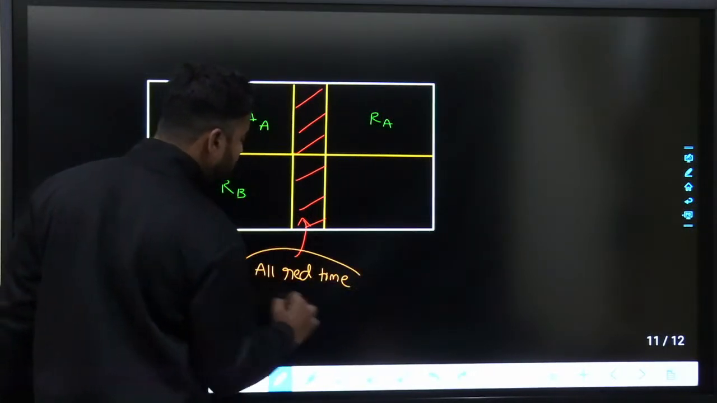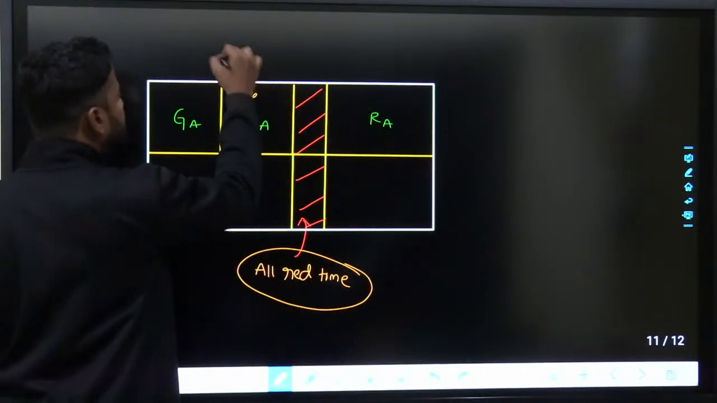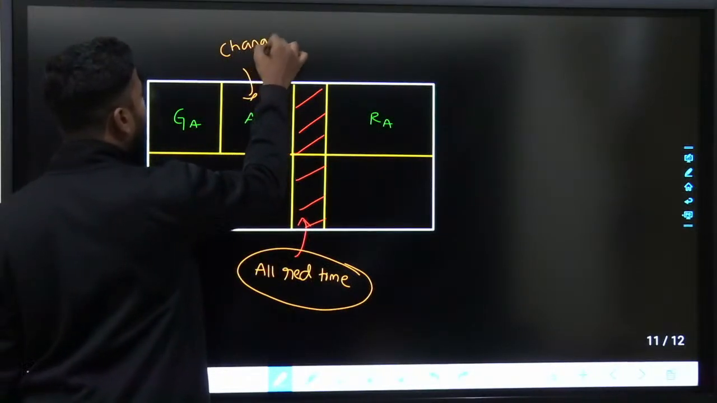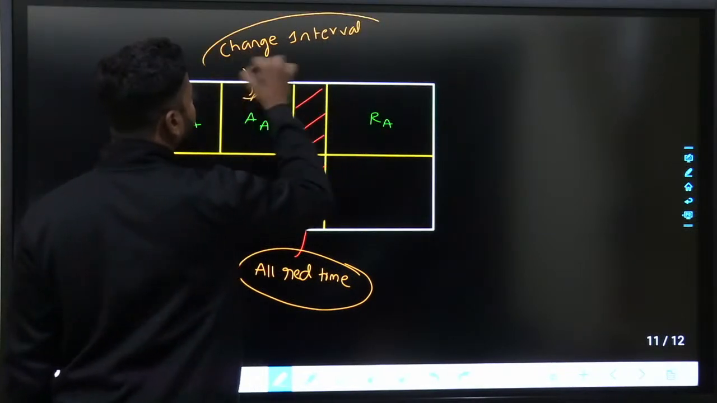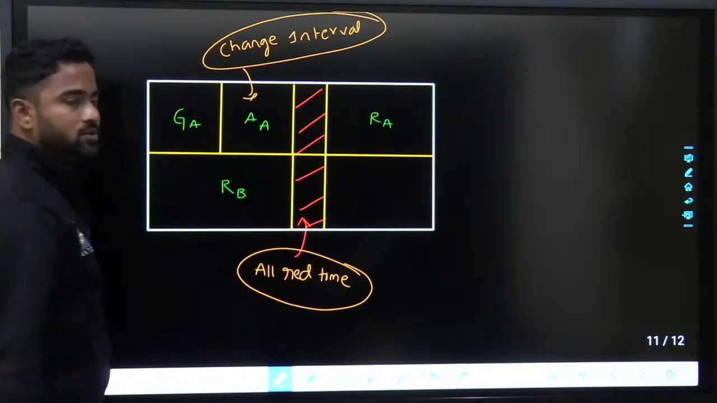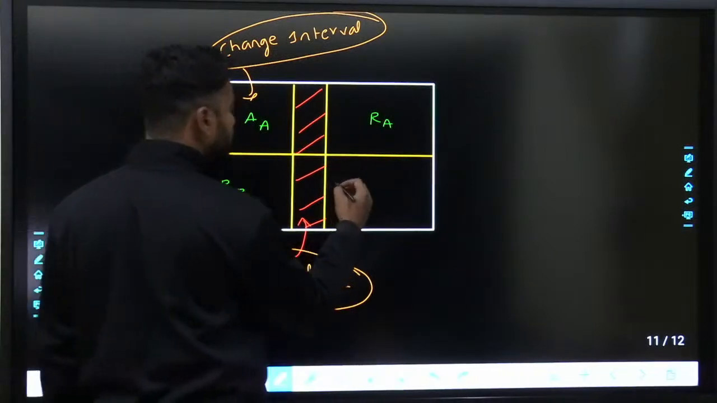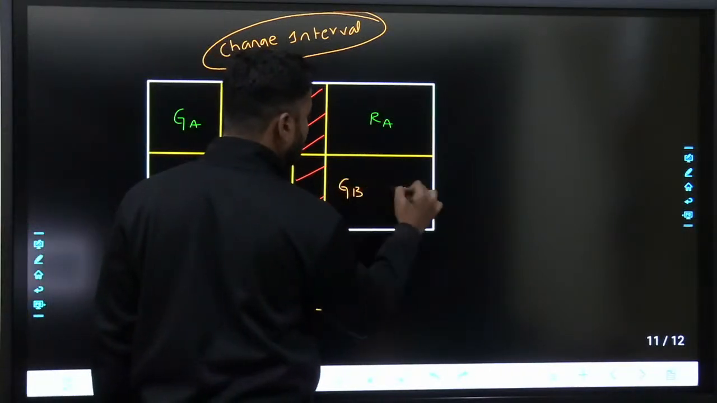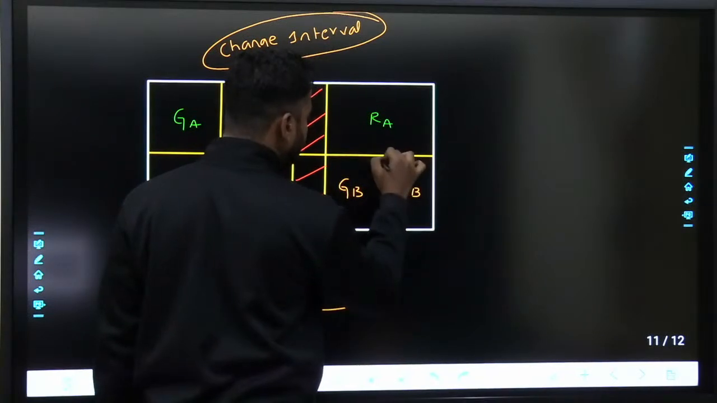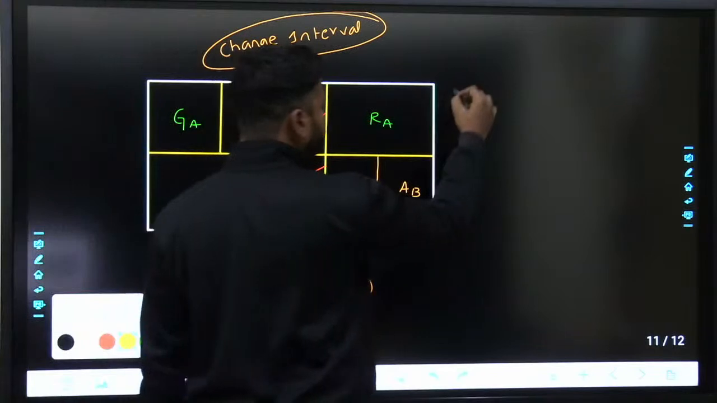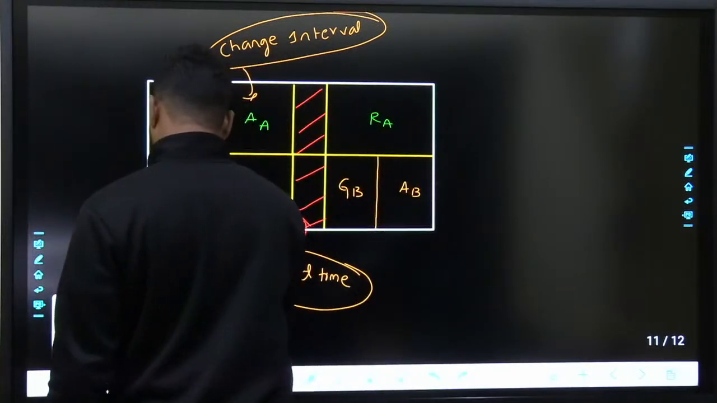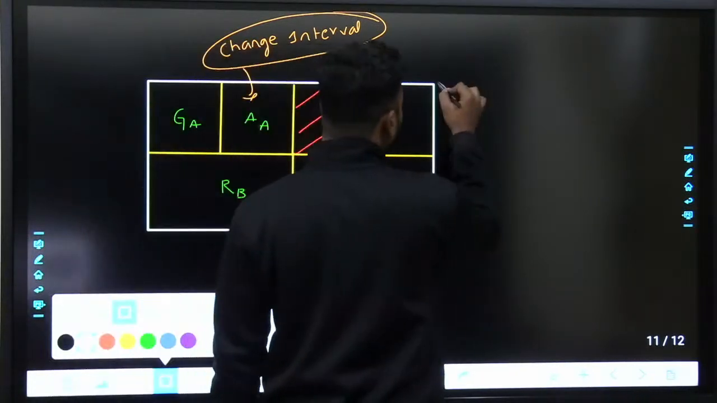So, there are two types of intervals. First one is change interval, which is also called amber time, and next one is clearance interval, which is also called all red time. There will be green B, there will be amber B. After amber, there will once again be all red time here.